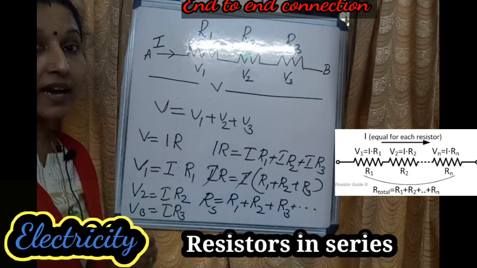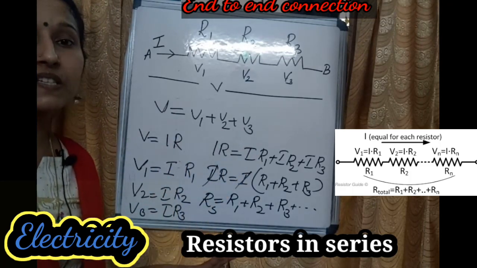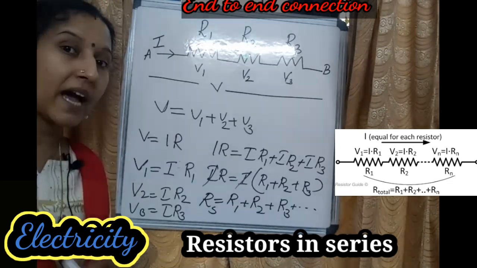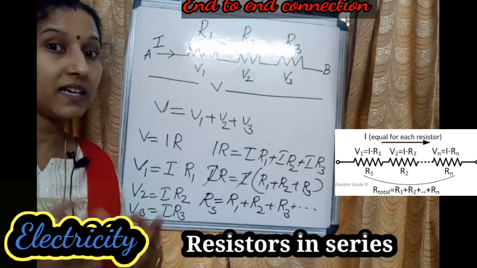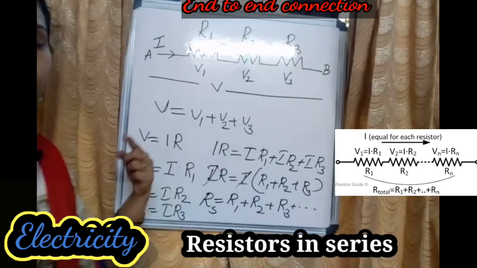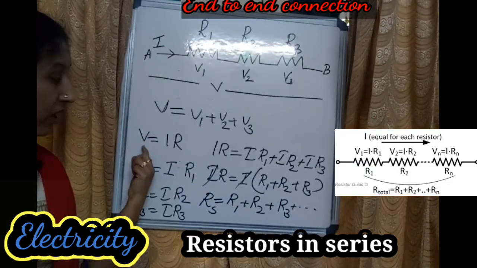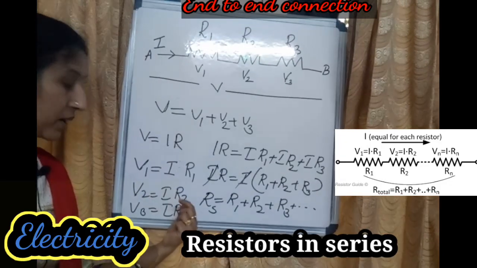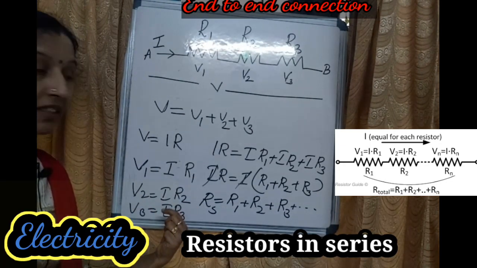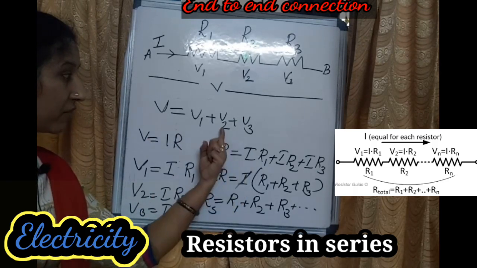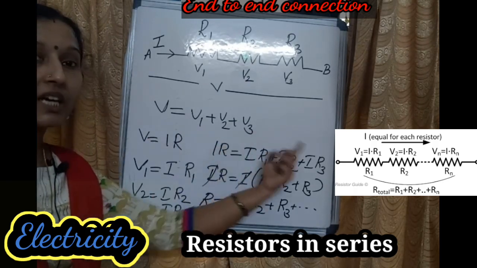And I told you I is same for all the resistors, so you have to use only I. You don't want to use I1, I2 and I3 because I is same. So V equal to V1 plus V2 plus V3. Next, use the Ohm's law equation: V equal to IR, V1 equal to IR1, V2 equal to IR2, V3 equal to IR3. Substitute here.